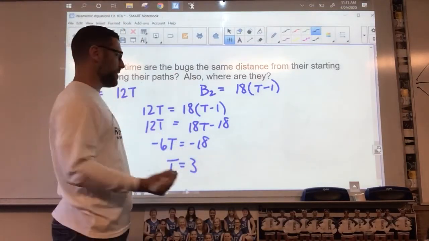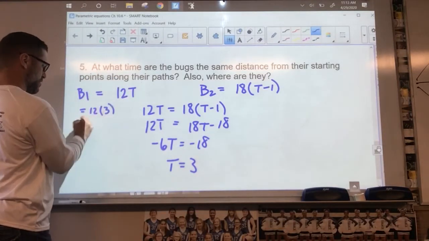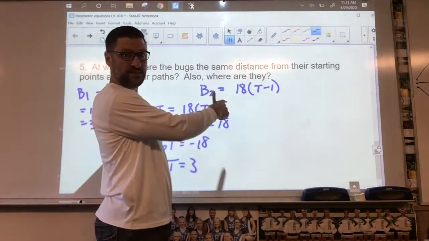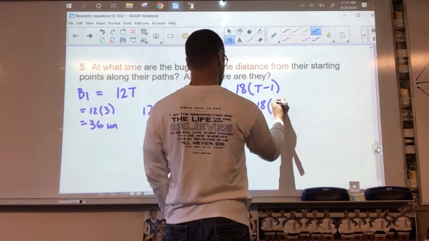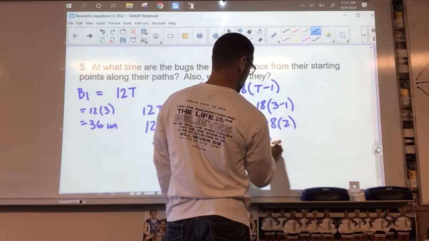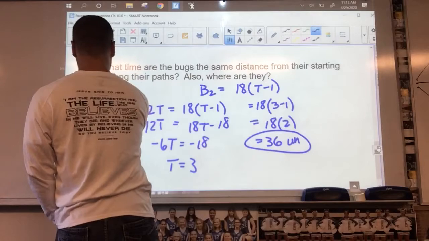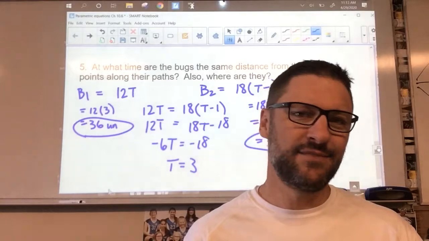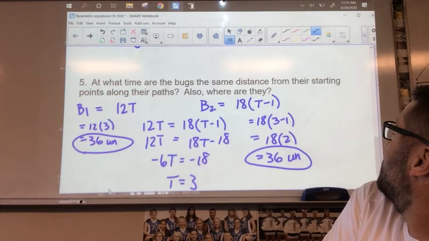And it also asks, where were they? Well, bug 1 was 12 times 3, or 36. I'm going to put units. I think it was inches. I'm hoping bug 2 is 36 as well, because that's when they would have been the same. So 18 times 3 minus 1 is 18 times 2, or 36 units. If it was inches, it would be inches. At a time of 3 hours and at a distance of 36, bug 2 overtakes bug 1 and takes the lead. And that really is the essence of a parametric equation.